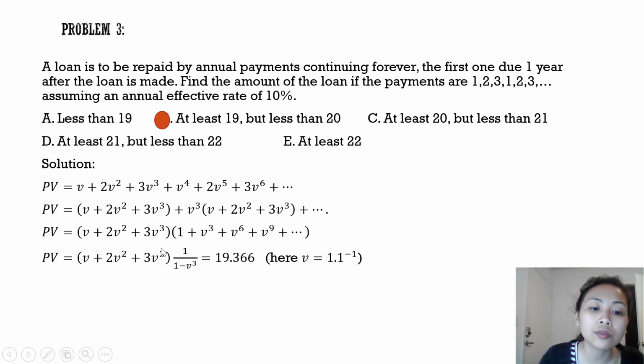In this problem, we use the formula of geometric series, and we also work on something related to deferred annuity. It's like an annuity deferred 3, then 6, and so on.